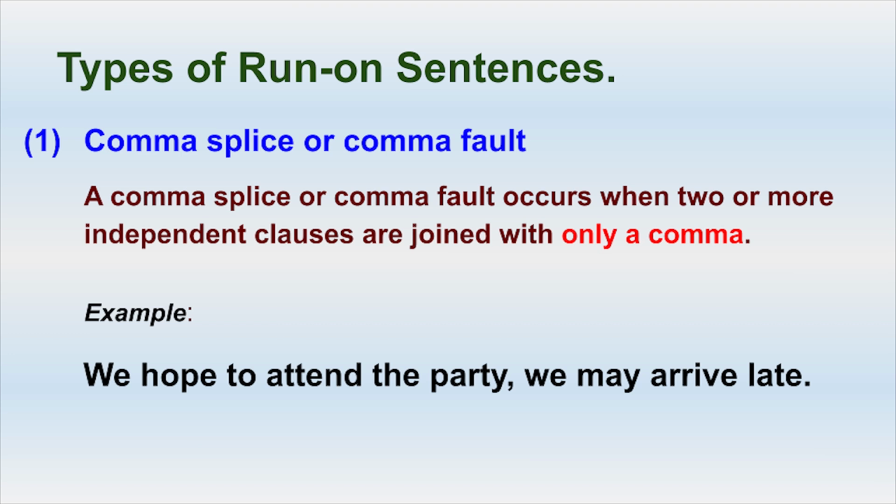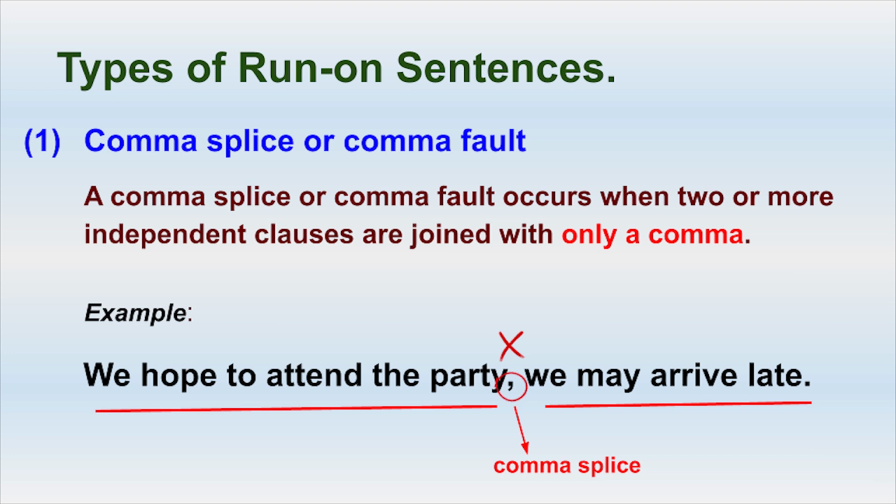Here we have two independent clauses. We hope to attend the party and we may arrive late. We cannot join two independent clauses with a comma. This is a common error that writers make. Using a comma between the independent clauses is incorrect. Hence, we have a comma fault, popularly called a comma splice.